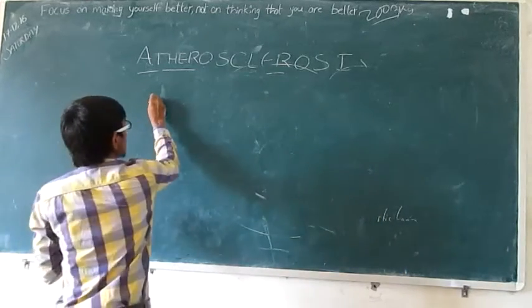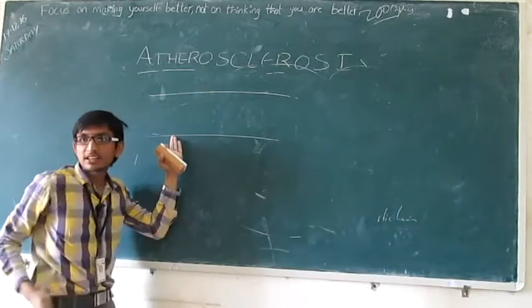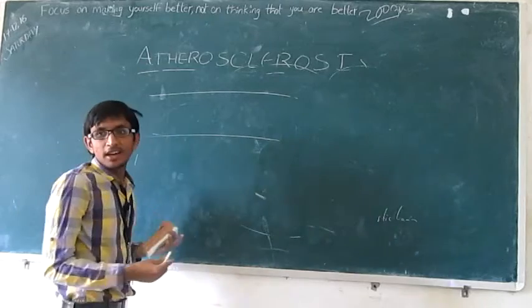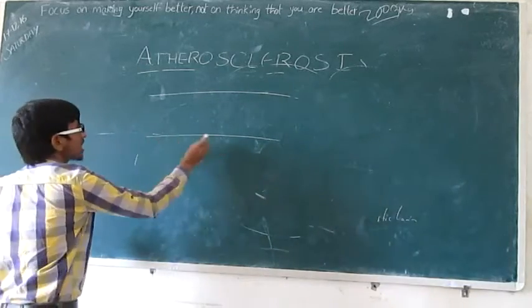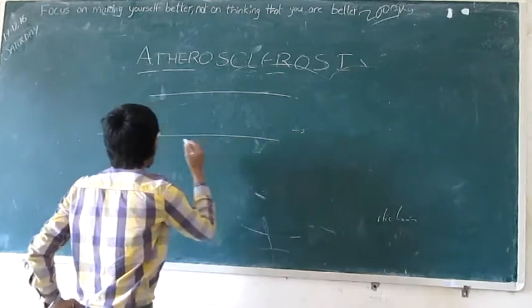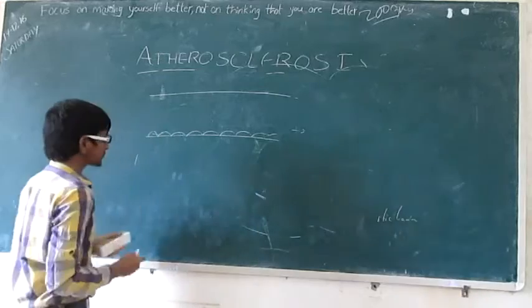Okay, this is your what? Artery. Which artery? Coronary artery. We want to develop angina. Let's see how we develop angina. This is your lumen, and this lumen is lined by endothelial cells.